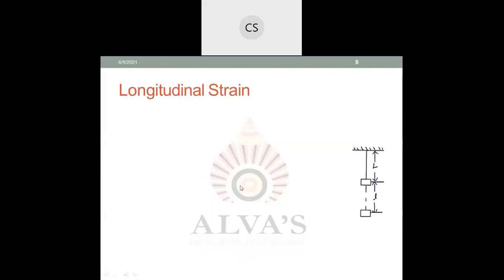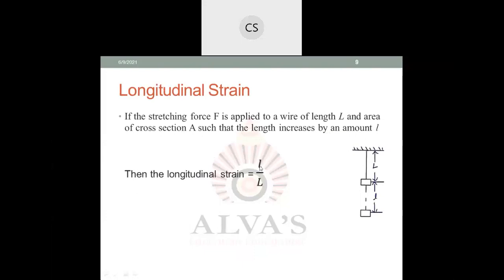Longitudinal strain. To understand this, let us consider a material, a wire or rod having a length L and cross sectional area A, such that when you apply the force F, what exactly do you do?